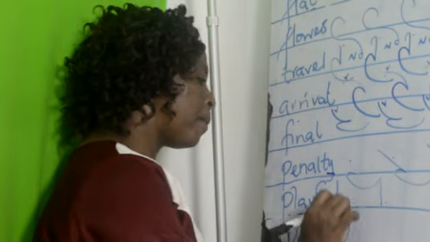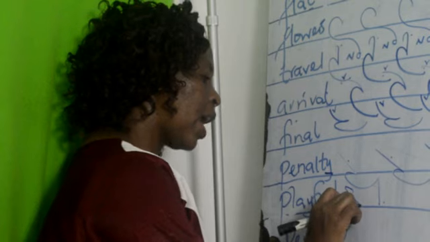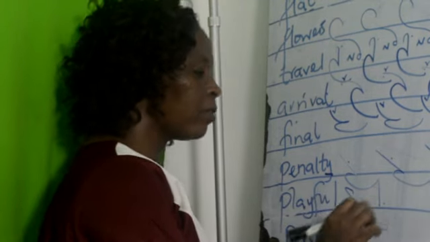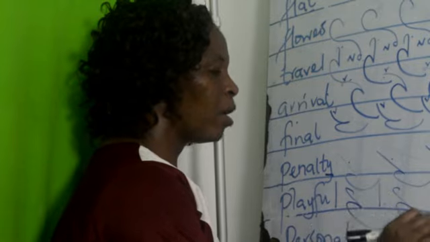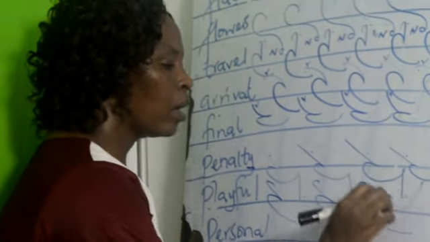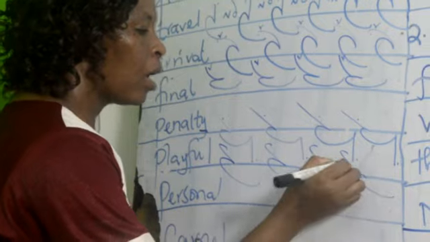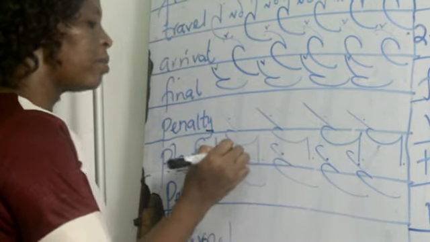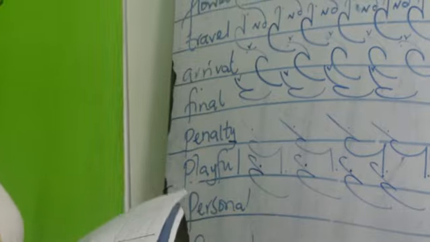Then we have the word playful. Playful is a stroke of P hooked for L and a stroke of F hooked for L. Playful. And we are drilling it on the line because of long A.